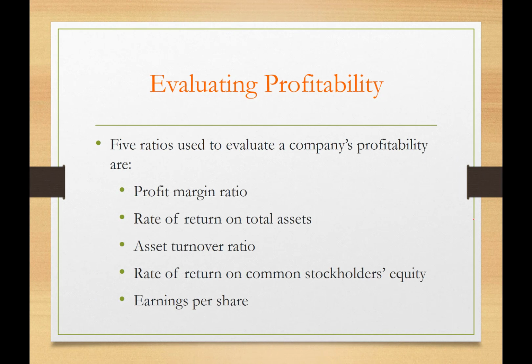Then we get to evaluating profitability, and we have 5 more ratios here. We have the profit margin ratio, rate of return on total assets, asset turnover ratio, rate of return on common stockholders' equity, and earnings per share.